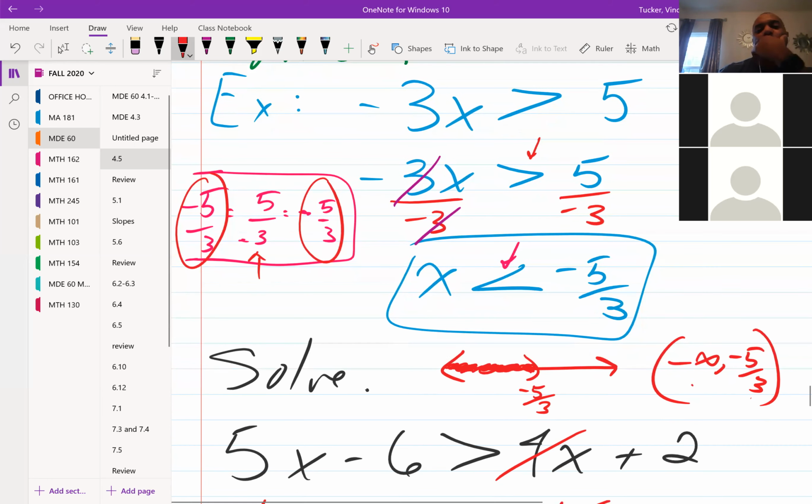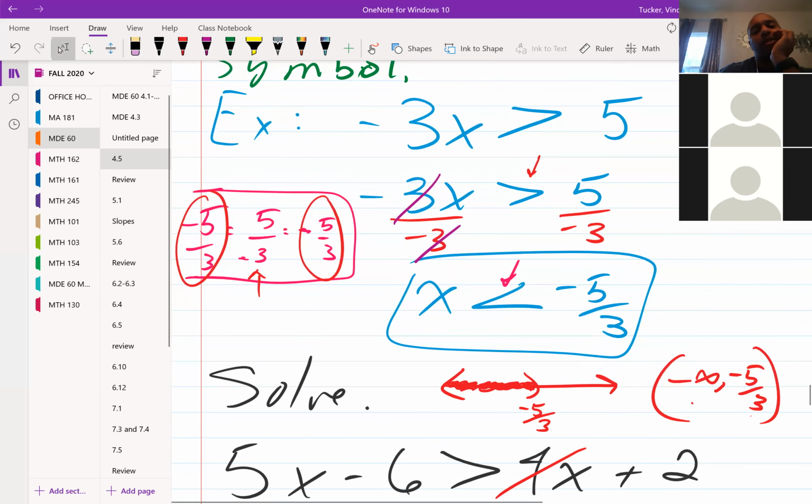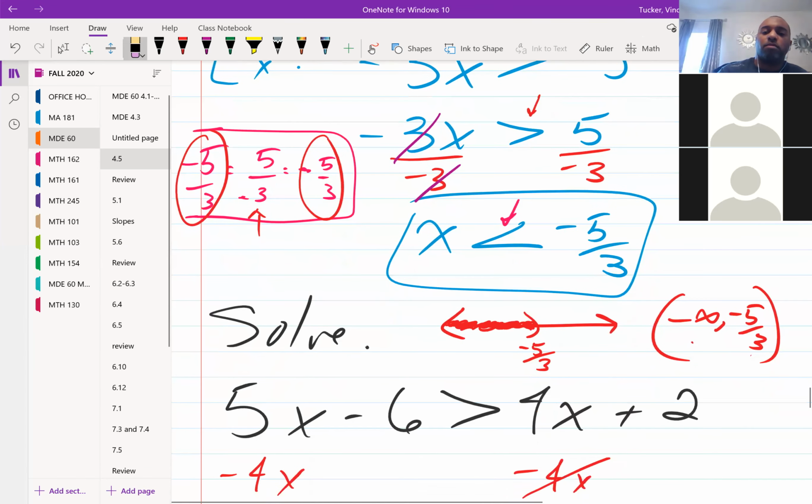All right. Any questions before we do a few more? Like I said, outside of remembering to flip your inequality, if you multiply or divide by a negative, everything else will be the same. All right, scroll up.